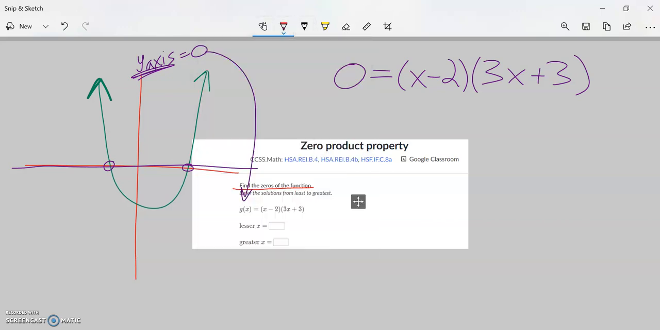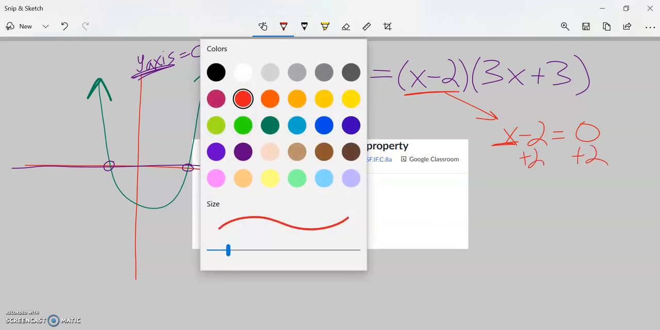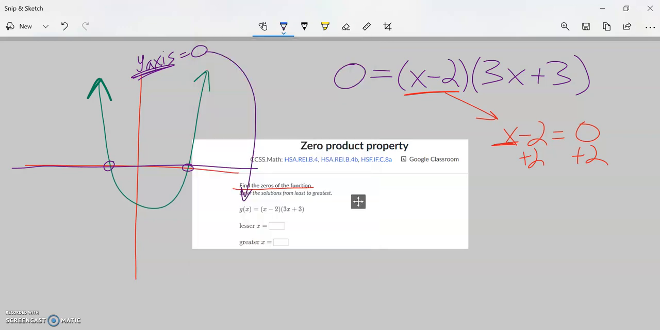So we're going to write them individually. This one, x minus 2 equals 0. To get our x by itself, we're going to add 2 to both sides. Those cancel off, and we get x is equal to 2. So that would be like this value here. The point would be 2, 0. So that's one of our zeros.